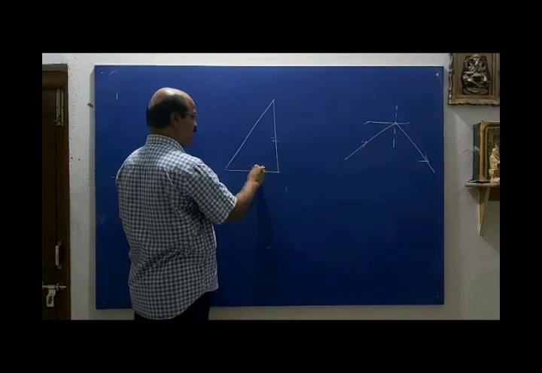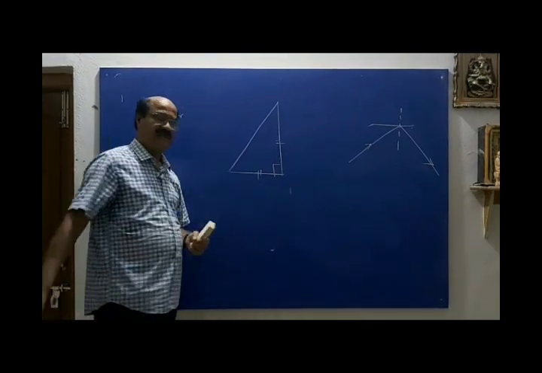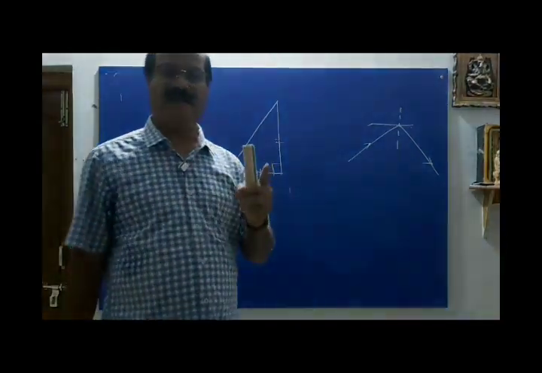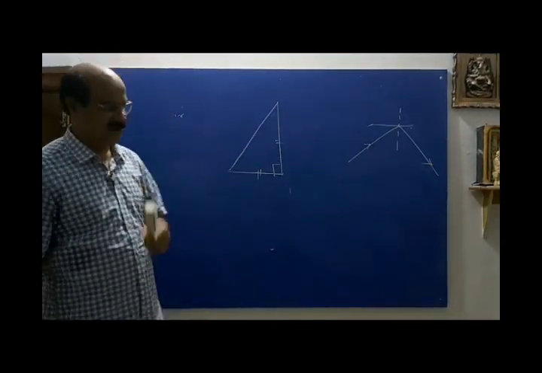Isosceles means this side equal this side. This angle equal 90 degree. This is called an isosceles right angle prism. It's called total reflecting prism.